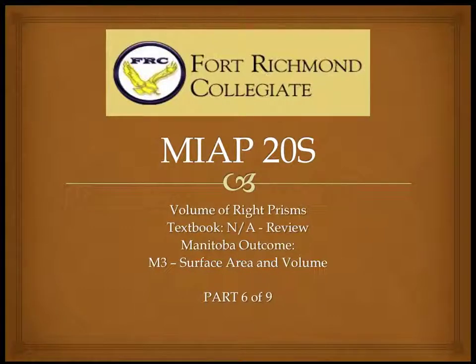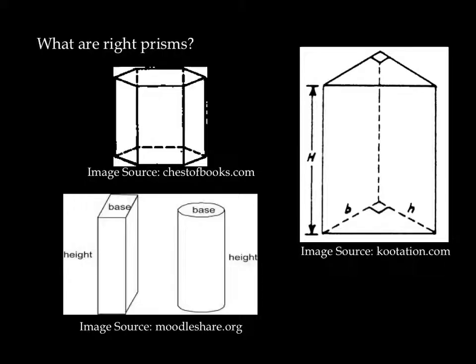Okay, here we go. We're going to now deal with volume. So this is going to be volume of something called right prisms. It's a review, and so you won't find it in your textbook. It deals with outcome M3, which deals with surface area and volume. Okay, so first off, what are right prisms?